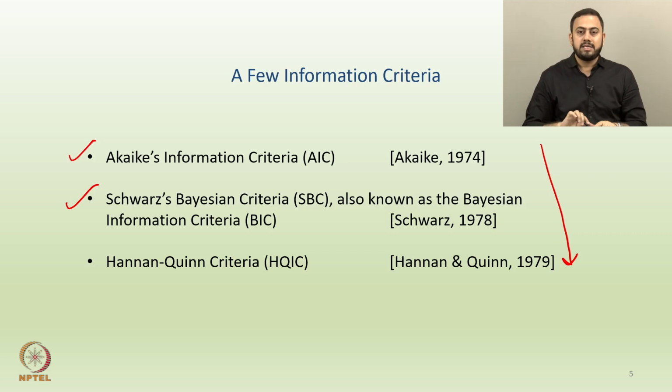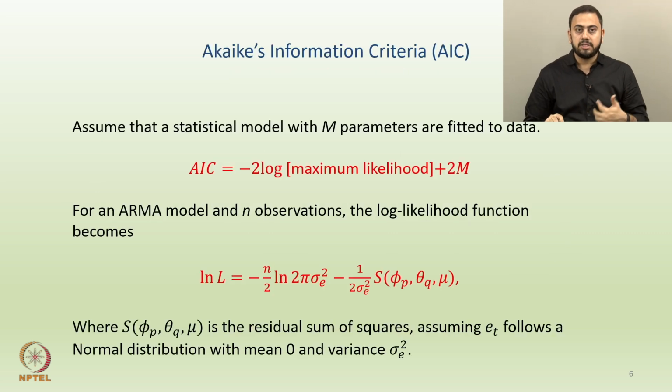Now essentially what do you actually mean by information criteria? All three are information criteria, but how can you apply them or use them? We will focus on the first one, which is Akaike's information criteria, or in short AIC. So assume that you have a statistical model with M parameters and you are trying to fit some practical data using that model. So you have capital M parameters in that model.